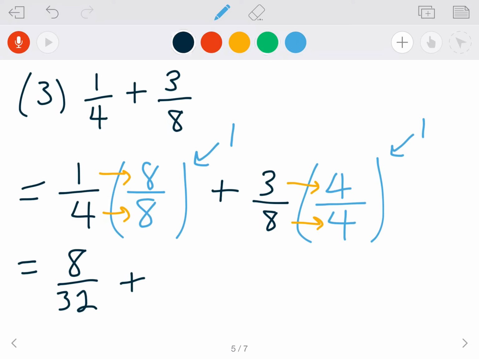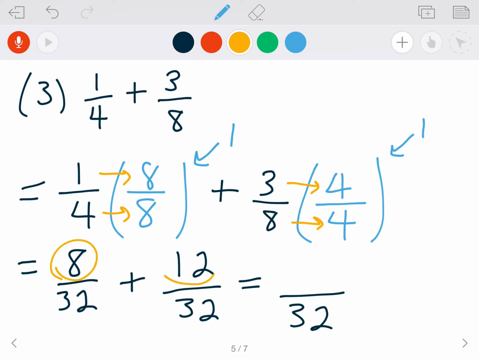In our second fraction, 3/8 times 4/4, that will give us 12/32. Okay, denominators are the same. We've got 32 and 32. Excellent. Bring that over. And now add your numerators of 8 and 12, and you get 20.